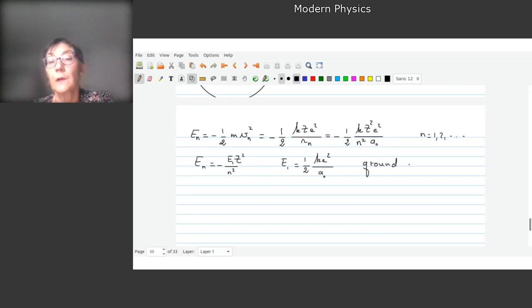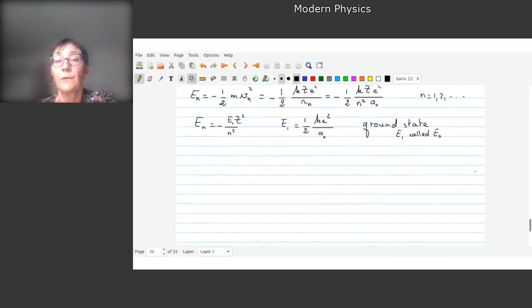In the Tipler book, E1 is called E naught. I don't like that, so now I will call it E1, and this will be my ground state. You always have to be very careful to know what the definition is. This is the ground state, the smallest energy. And we have quantized the energy.